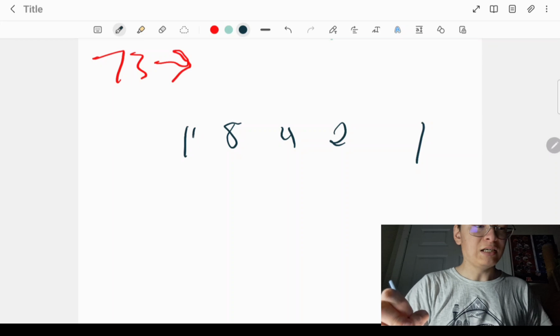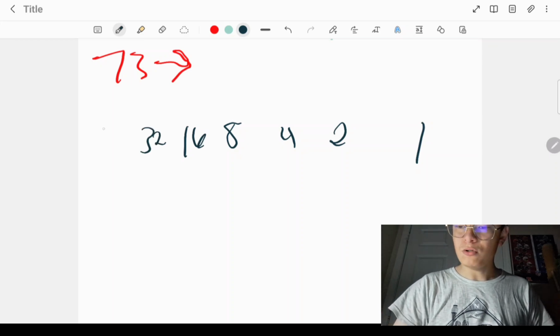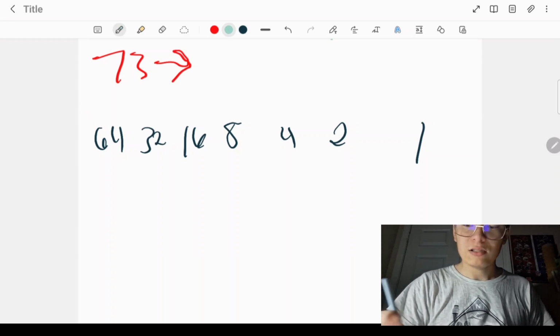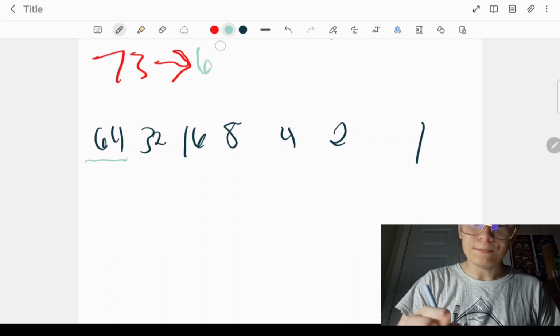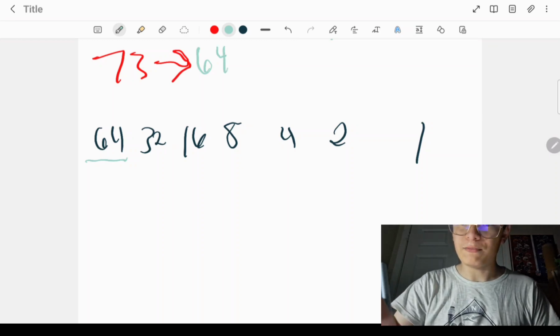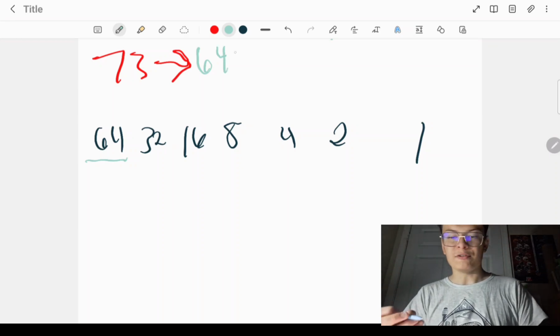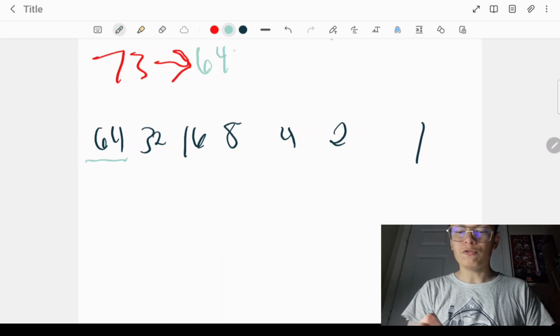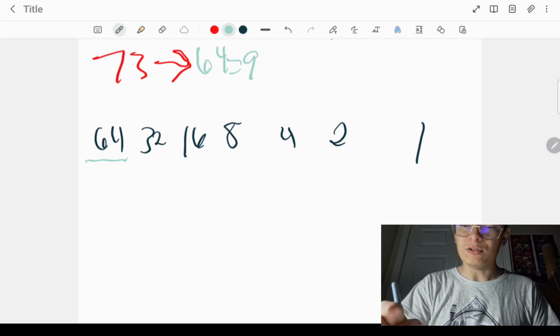So for this one, we're gonna do 1, 2, 4, 8, 16, 32, and 64. Okay, so for 128, we don't need it right now because we can't go any past it. Okay, so for this one, 73 without going over is 64, right? So we put 64 here.